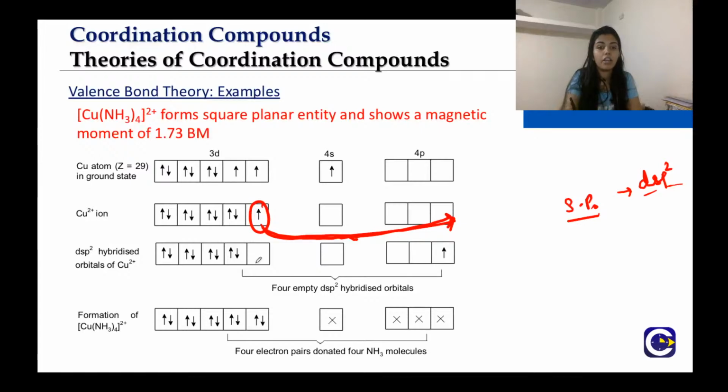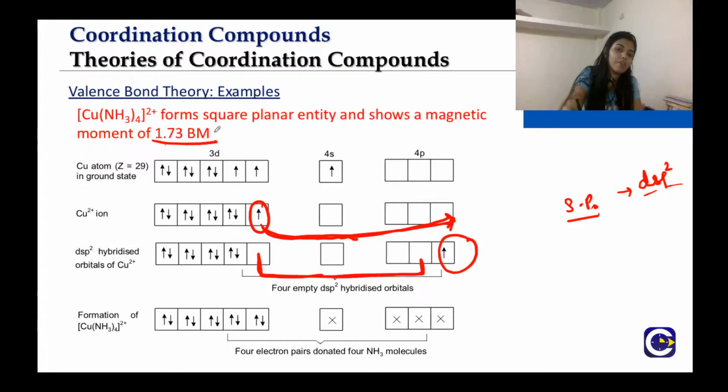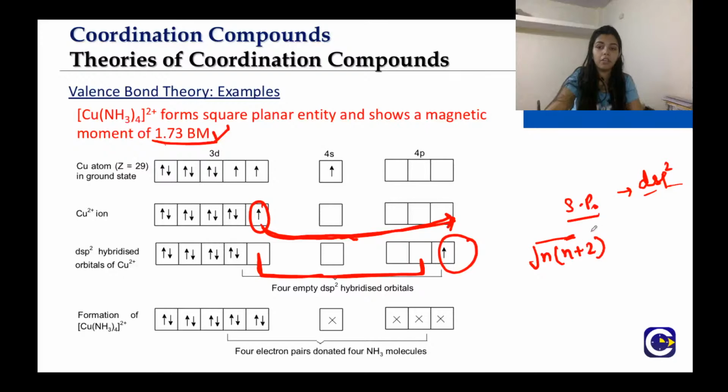Right. Now the dsp2 hybridization takes place. And because of the presence of this one unpaired electron, we are having a magnetic moment of 1.73 Bohr magneton. As we have done in the d block chapter, the number of unpaired electrons gives you the magnetic moment as the square root of n into n plus 2. I have given you the trick also: one unpaired electron will give you 1.73, 2 will give you 2.8, 3 will give you 3.9, 4 will give you 4.9 and so on. So here it is one unpaired electron, so a magnetic moment of 1.73 Bohr magneton is observed.